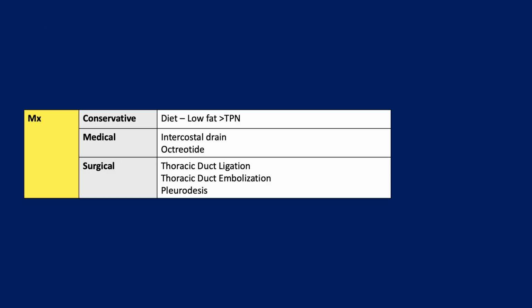Chylothorax management can be split into conservative medical and surgical processes. Conservative, i.e. the use of a low-fat diet, which may progress to the use of TPN if clinically indicated, in addition to other medical options. Medical treatments also include the insertion of an intercostal drain to drain the chyle, but also the use of octreotide to reduce chyle production and additional nutritional support to replace lost proteins and vitamins.